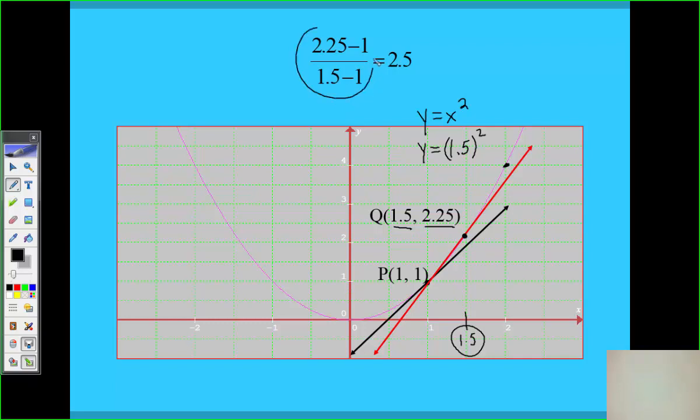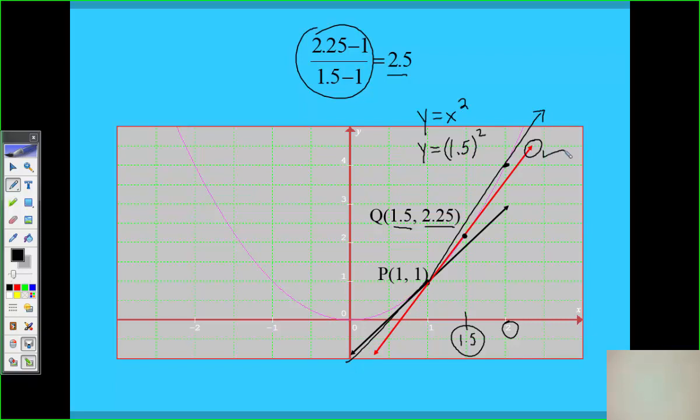And then we calculate the slope of this secant line here, and we get a slope of 2.5. We can see that's a little bit better approximation than using x equals 2. You can see the slope of that line was out here like this.